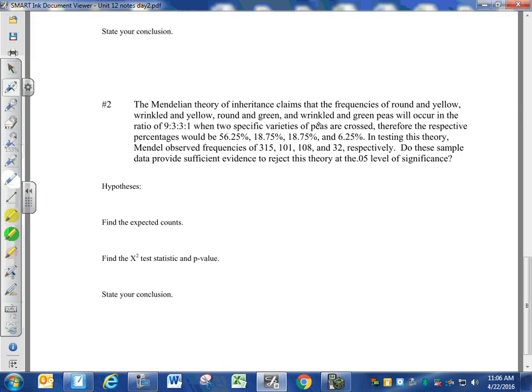The respective percentages are going to be 56.25 for round and yellow, 18.75 for wrinkled and yellow, 18.75 for round and green, 6.25 for wrinkled and green. Now, those are your expected percentages. The observed frequencies are 315, 101, 108, and 32. This is what we put in our L1 for our observed. Okay, so go ahead and put those in L1 for your observed.